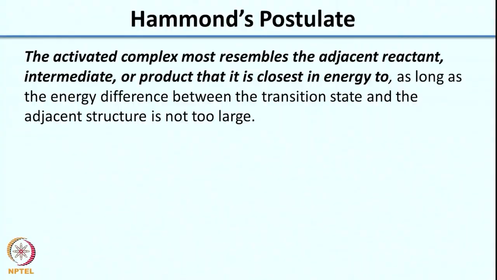So what it tells you is that if you have the transition state energy very similar to the reactant energy, it would resemble the reactant more. If the transition state energy is very similar to the intermediate energy, it will resemble that more, which, as I said, is very logical, because if I look at my potential energy diagram, and I am going from my reactant to my product, if my transition state is very close to the reactant in energy, what it indicates is that there isn't much of a difference in what the reactant and the transition state look like in terms of bonding. Remember, the reaction coordinate indicates a geometry parameter.